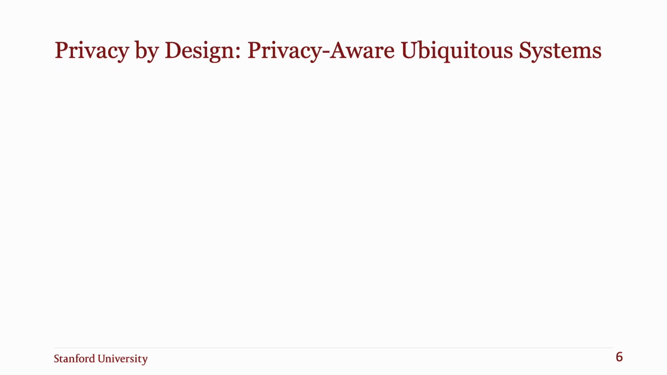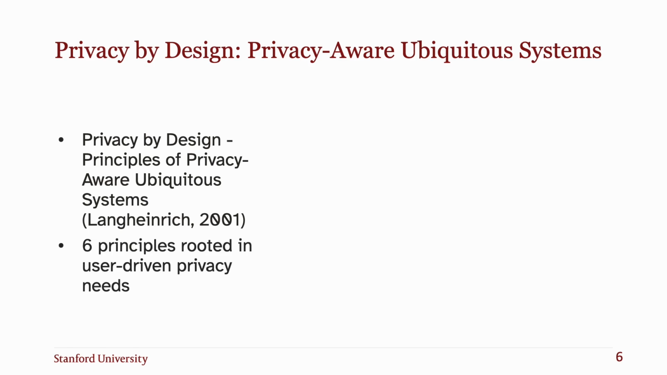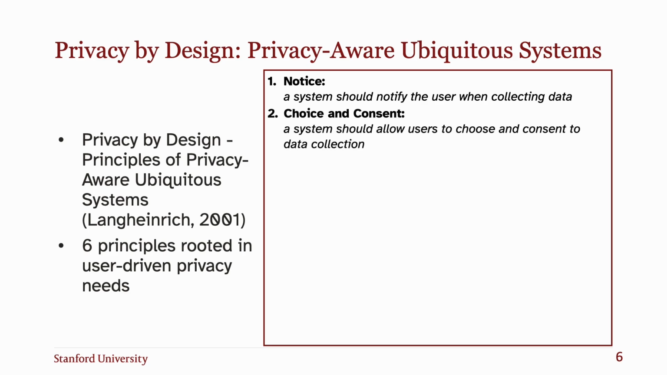The ubiquitous sensing community has been aware of these privacy challenges, and I frame my work on Marc Langheinrich's Privacy by Design for Ubiquitous Systems, which outlines 6 principles rooted in user-driven privacy needs to help build trust and protect users. I summarize these principles as follows. Notice, where a system should notify the user when collecting data. Choice and consent, where a system should allow users to choose and consent to data collection.